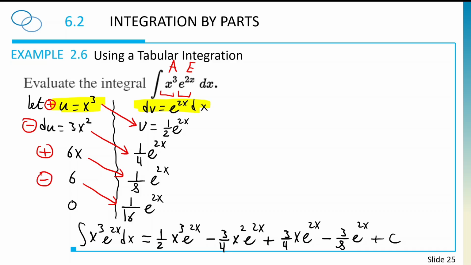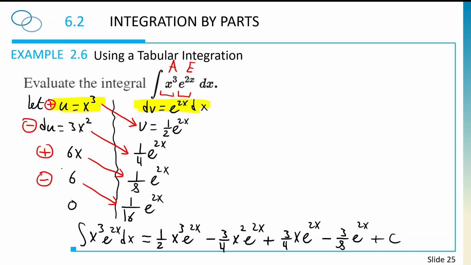I differentiate the u 4 times, integration 4 times. Okay, and don't forget about this sign. It's alternating, and always we start with positive. Fine. Now let's try another example.